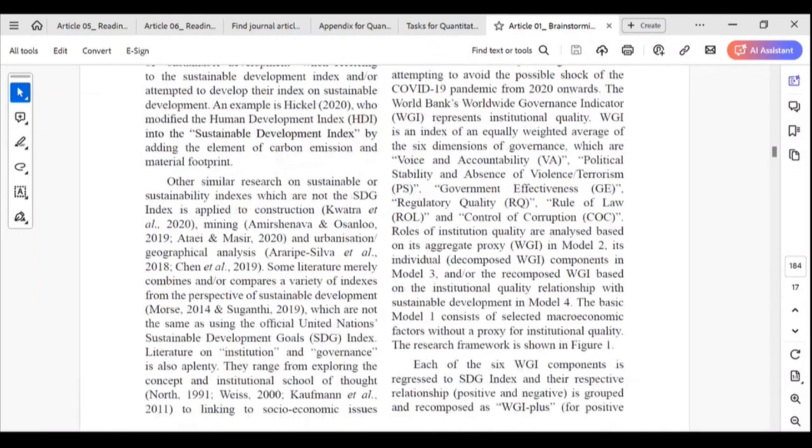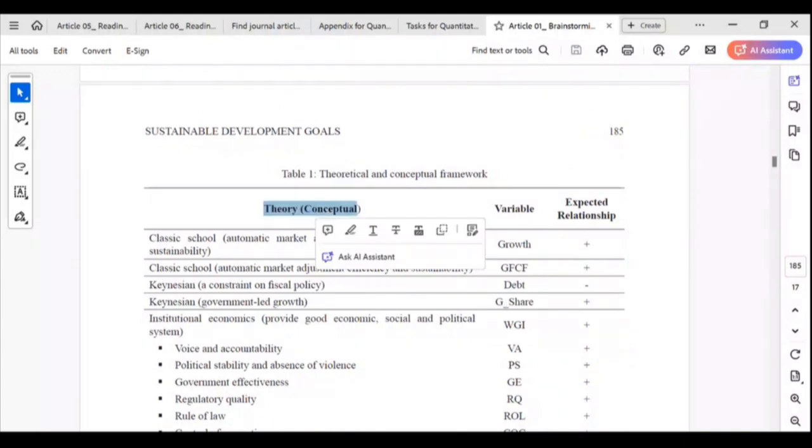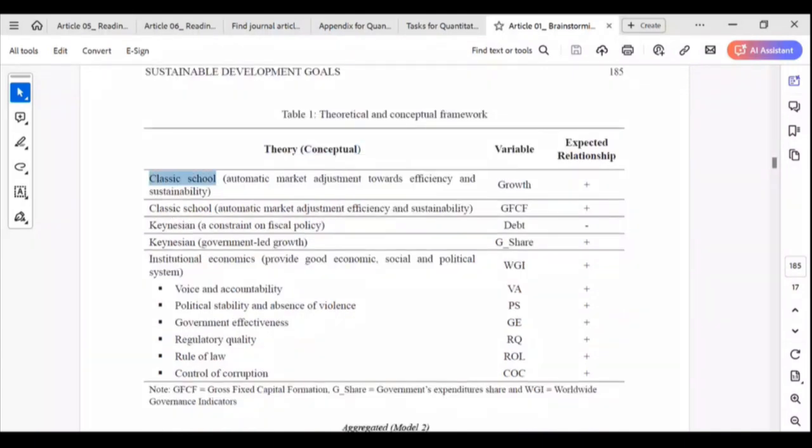Then methodology-wise, you explain that later. Next time we will focus on the review. Okay, so here there are some concepts. For theory or concept, we focus on the classical school. Of course, you have growth. The classical school will tell you that everything is automatically good, right?